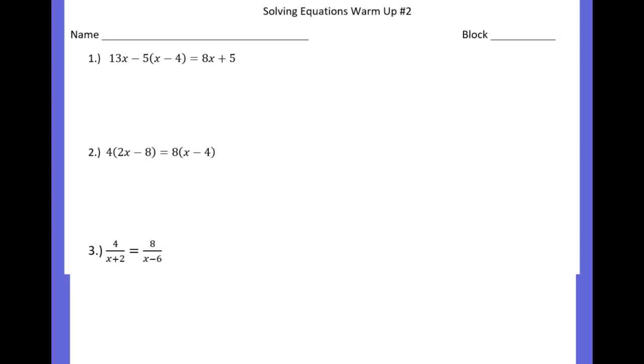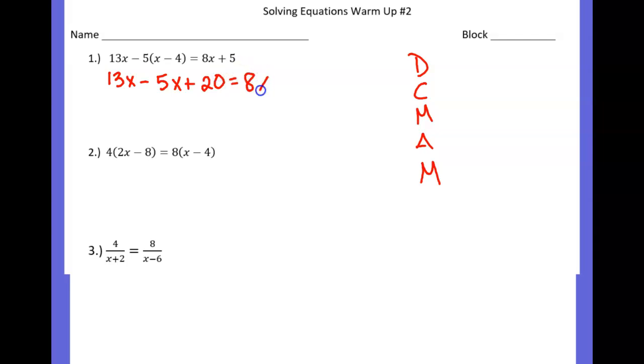Alright, so going over the warm-up, for solving equations we learned the acronym DCMAM to help us remember the steps. So we start out and we distribute. We've got 13x minus 5x plus 20 equals 8x plus 5. At this point you should be pretty good at distributing. Notice I took the negative 5 times x, that's how I got the negative 5x, and the negative 5 times negative 4, that's how I got the 20.